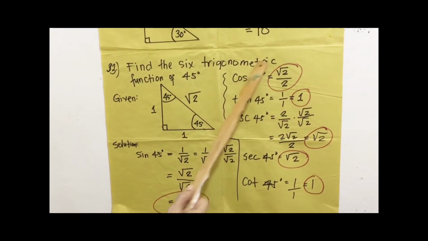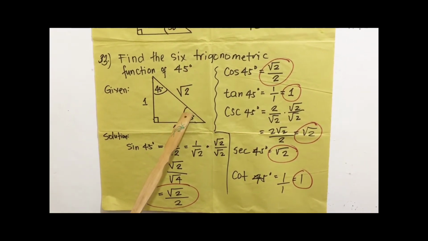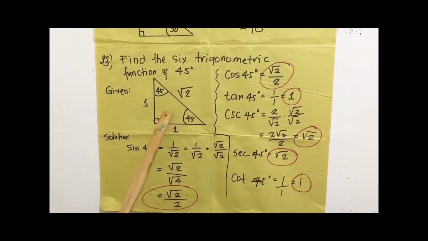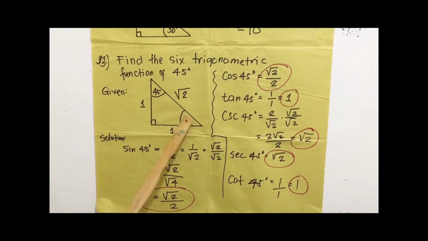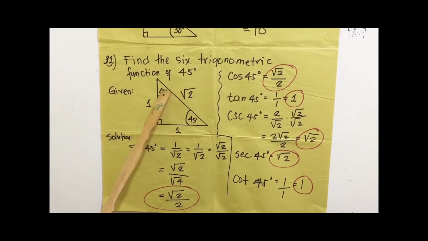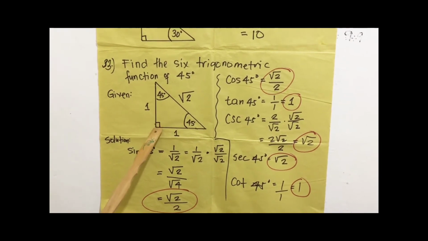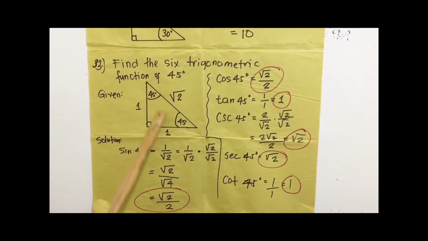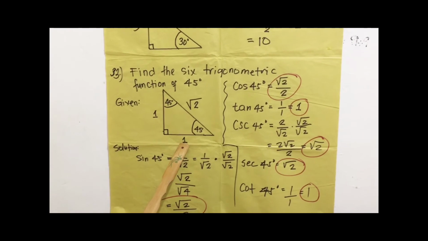Find the 6 trigonometric functions of 45 degrees. So without using the Pythagorean formula or theorem, we will use another way by using this special triangle. 45 and 45 degrees belongs to the special triangle. And if we add 45 degrees and 45 degrees, we have 90 degrees. This is the symbol of 90 degrees in the right triangle. If we have this, and for example, this is 1 here.